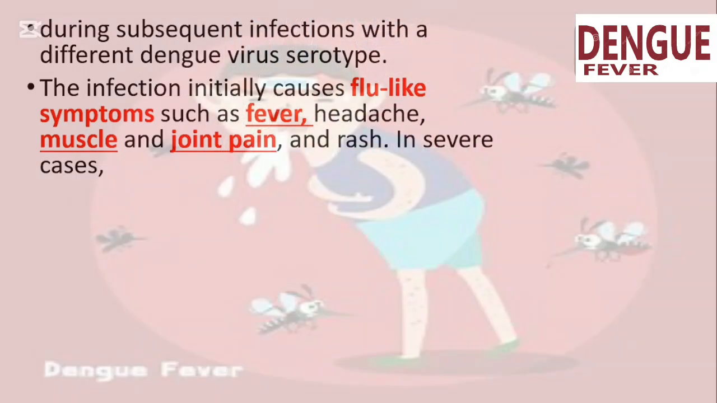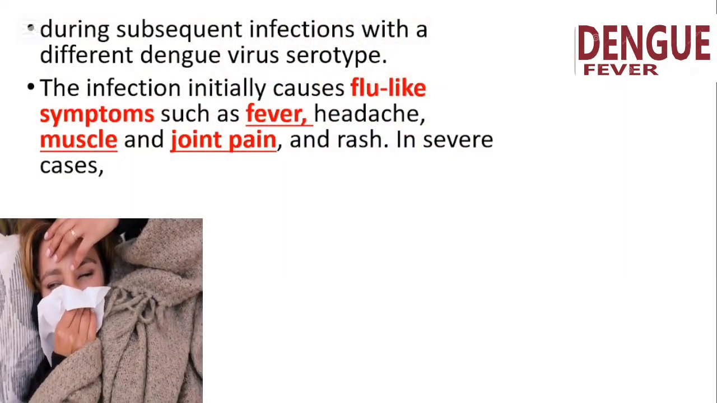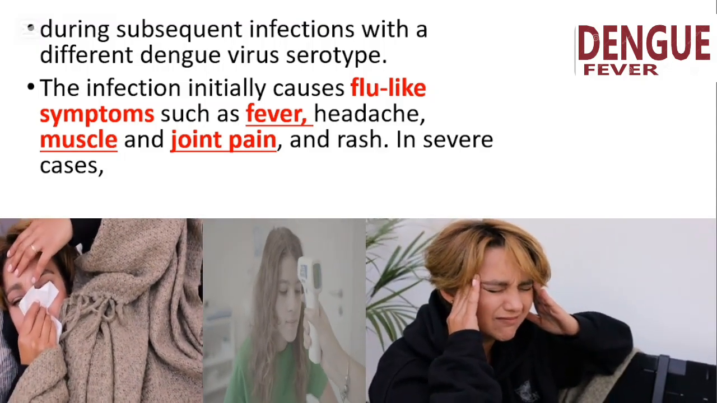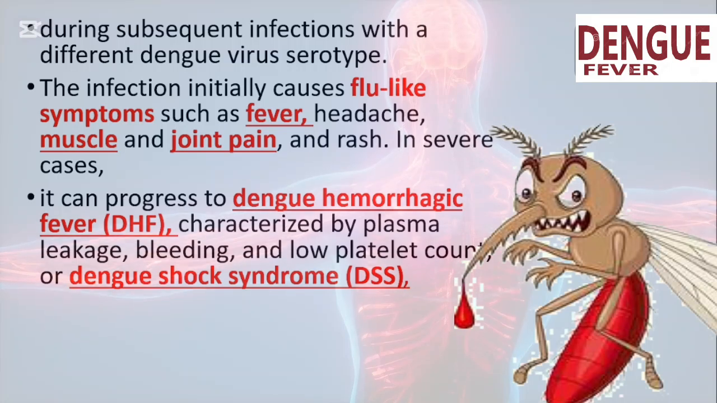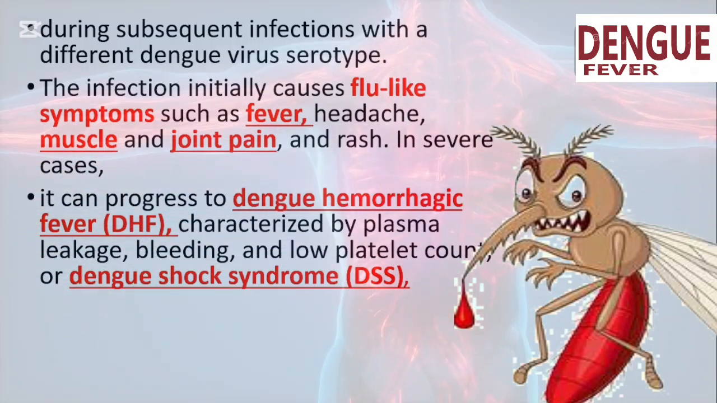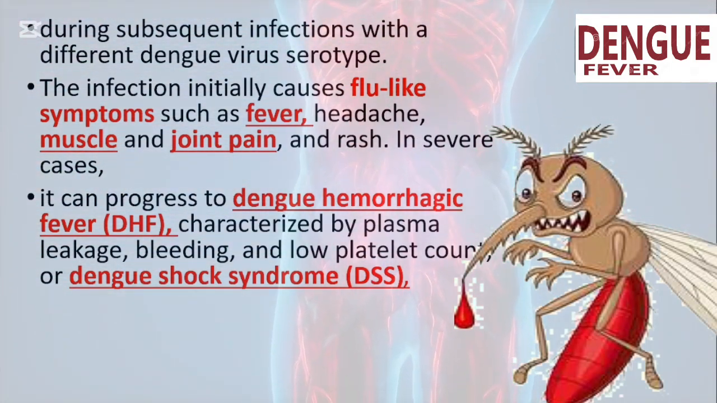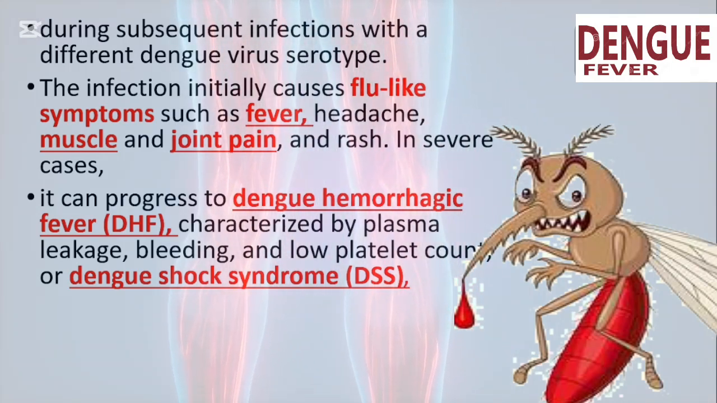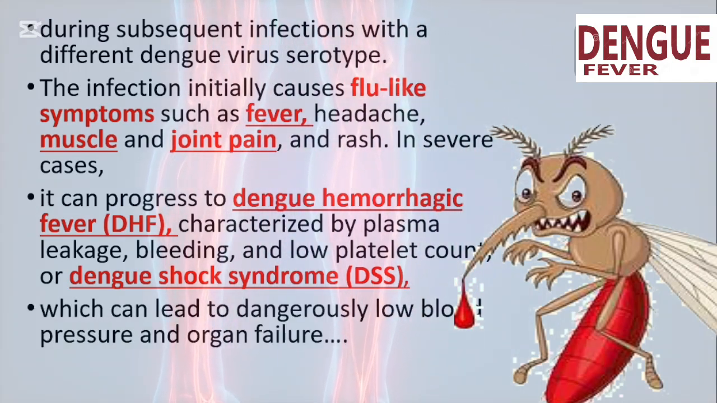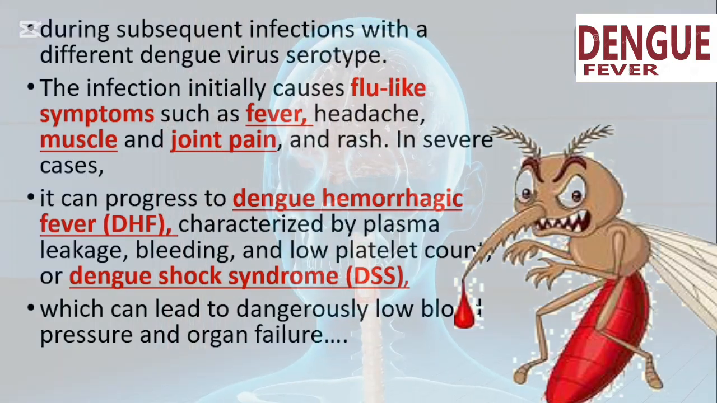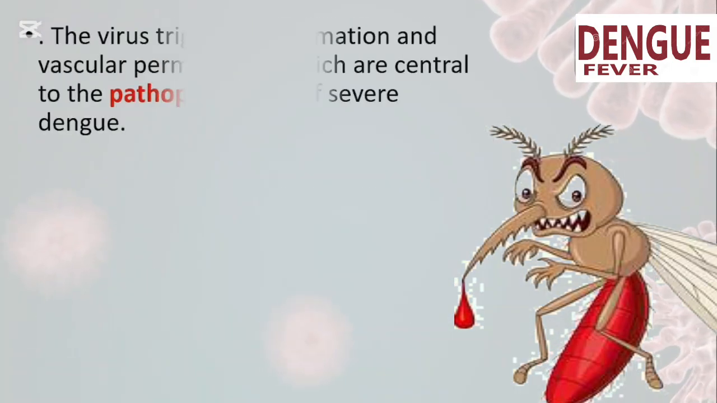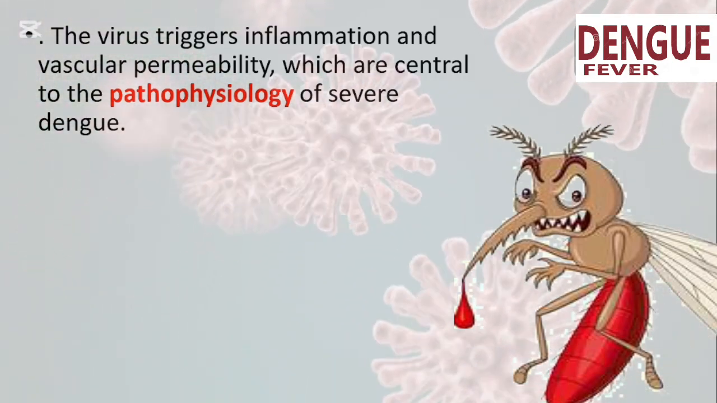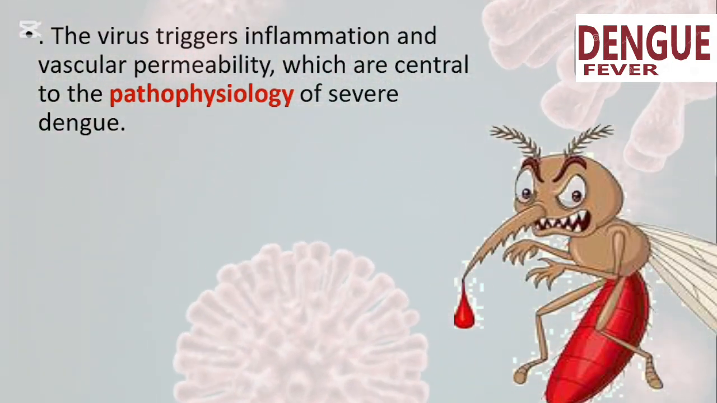The infection initially causes flu-like symptoms such as fever, headache, muscle and joint pain, and rash. In severe cases, it can progress to dengue hemorrhagic fever (DHF), characterized by plasma leakage, bleeding and low platelet count, or dengue shock syndrome (DSS), which can lead to dangerously low blood pressure and organ failure. The virus triggers inflammation and vascular permeability, which are central to the pathophysiology of severe dengue.